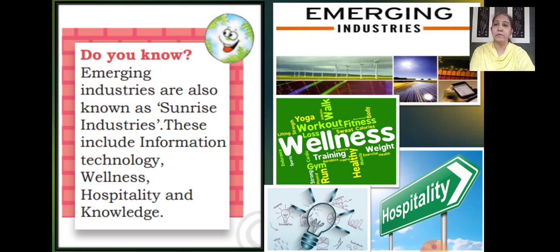Now let's move to the topic emerging industries. Children, just now you saw that information technology is an emerging industry. What does it mean? Emerging industries are also known as sunrise industries. These include information technology as well as wellness, hospitality and knowledge. So the industry is based on information technology, wellness, hospitality and knowledge. These are the emerging industries, also known as the sunrise industries.